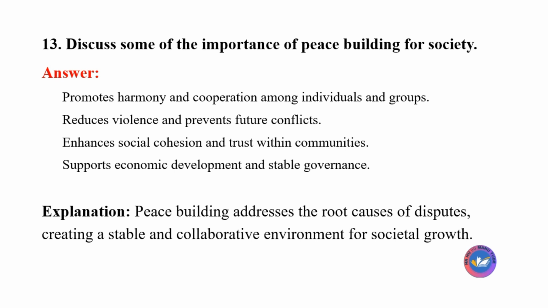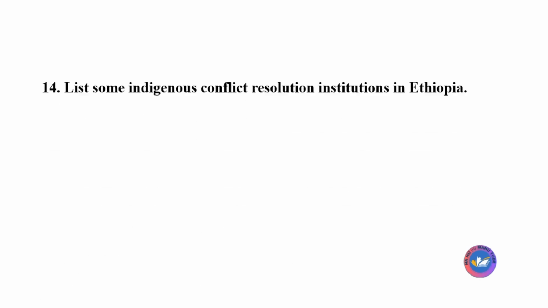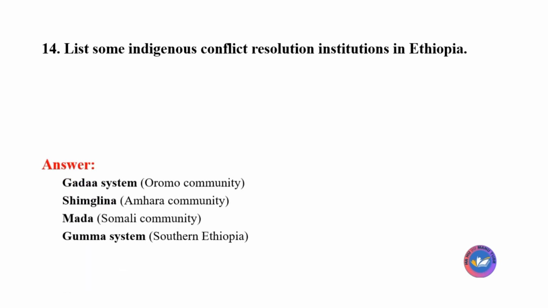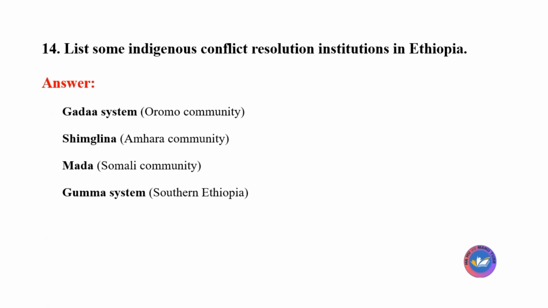Question number 14. List some indigenous conflict resolution institutions in Ethiopia. The answers include the Gada system in the Oromo community, Shimgilna in the Amharic community, Mada in the Somali community, and the Guma system in Southern Ethiopia. Indigenous institutions use traditional methods based on culture and local customs to resolve conflicts peacefully.